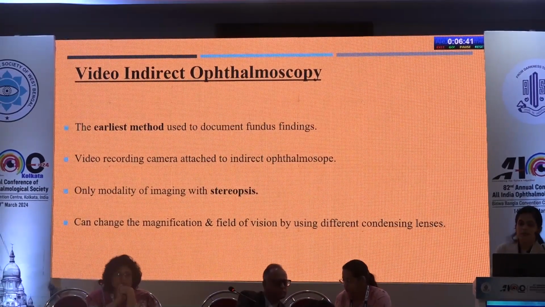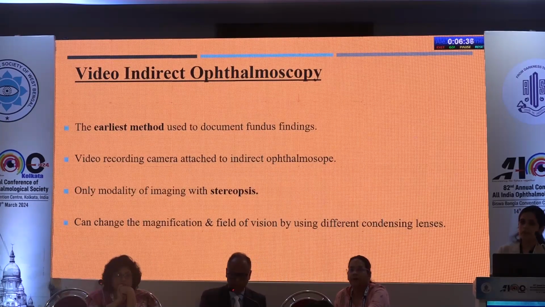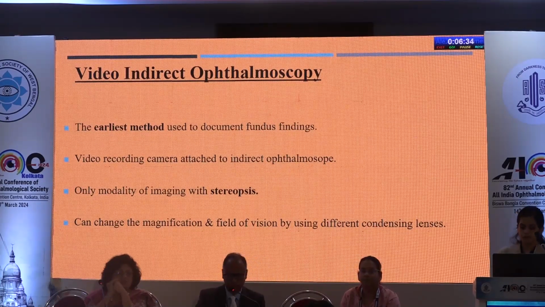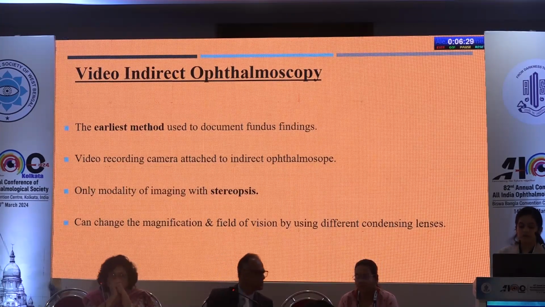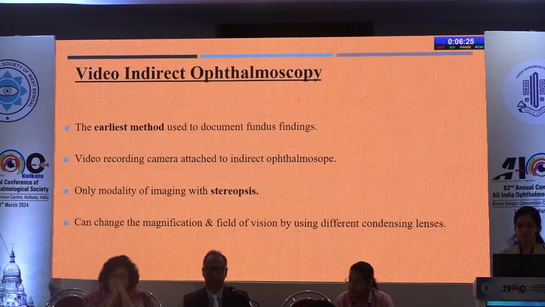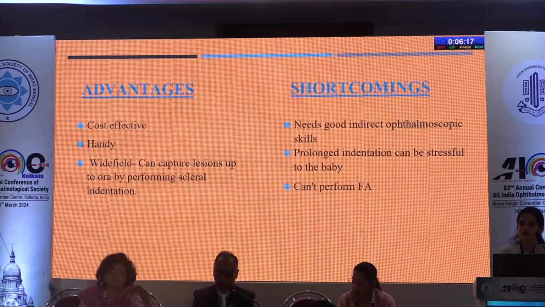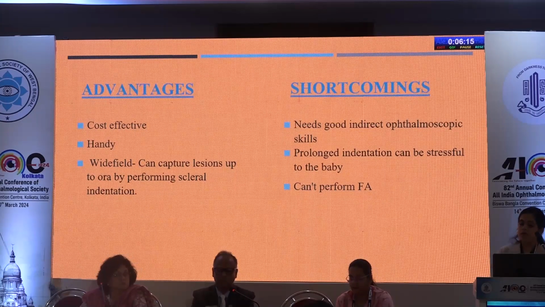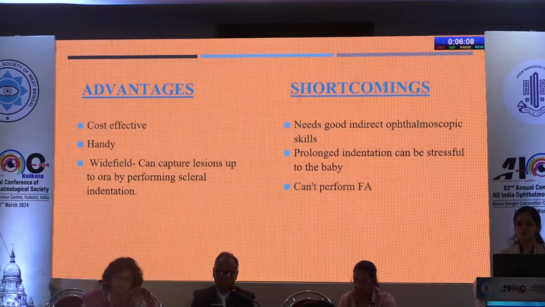So coming to the methods of imaging in ROP, the first method is video indirect ophthalmoscopy, in which a camera is attached to your indirect ophthalmoscope. This is the earliest method. It is the modality with stereopsis, and you can change the magnification and field of vision by using different condensing lenses. Advantages are that it is cost effective, it is handy, it is wide field as you can indent up to the ora and see and record. However, it does need good indirect ophthalmoscopic skills. Prolonged indentation can be stressful for the baby and you can't perform FFA.